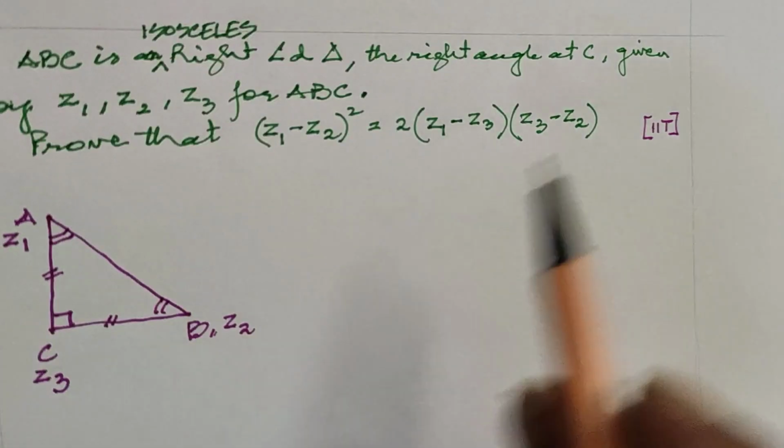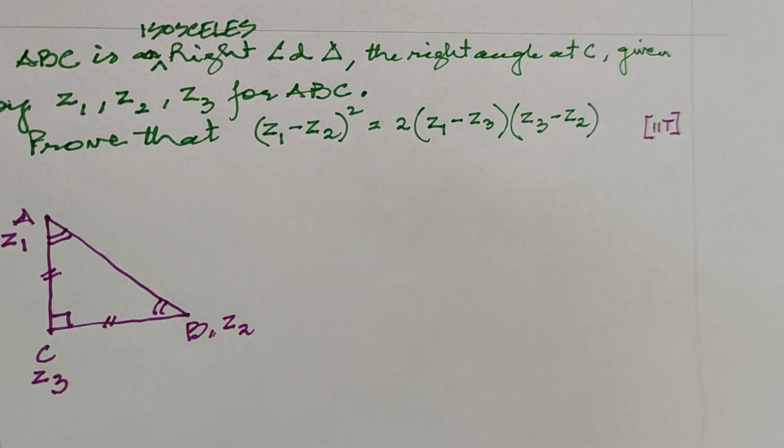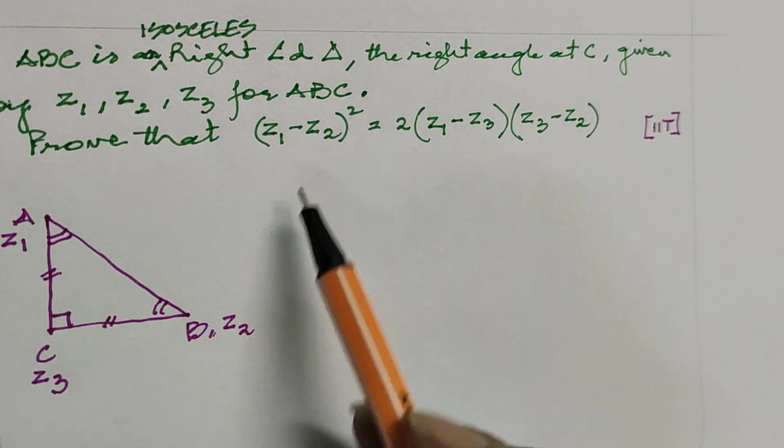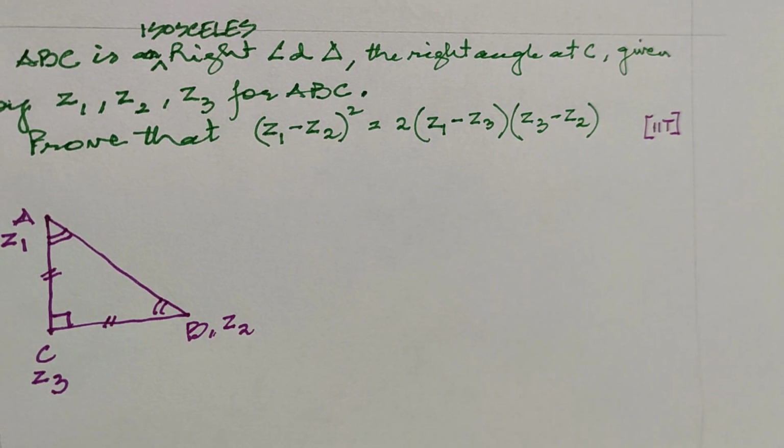Right angle at C and given by Z1, Z2, Z3 for ABC. Z1, Z2, Z3. Prove that this is this. Now look at this. Z1 minus Z2 comes twice. Z1 minus Z3, Z3 minus Z2. You can make out that these are vectors.